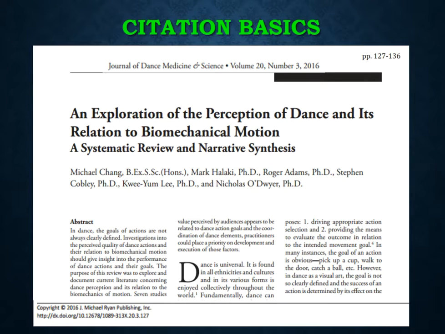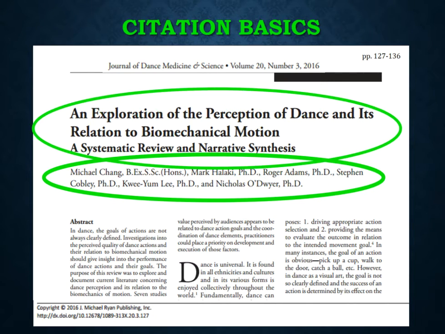So here is an example article, an exploration of the perception of dance and its relation to biomechanical motion. From this page we see an actual article page, and we could find everything we need for the citation. We would have the authors, the title, the year it was published, the name of the journal, the volume number, the issue number, the page numbers, and then at the bottom you'll see the DOI, the individual document number. Every single thing you need to make a citation is here on this example.